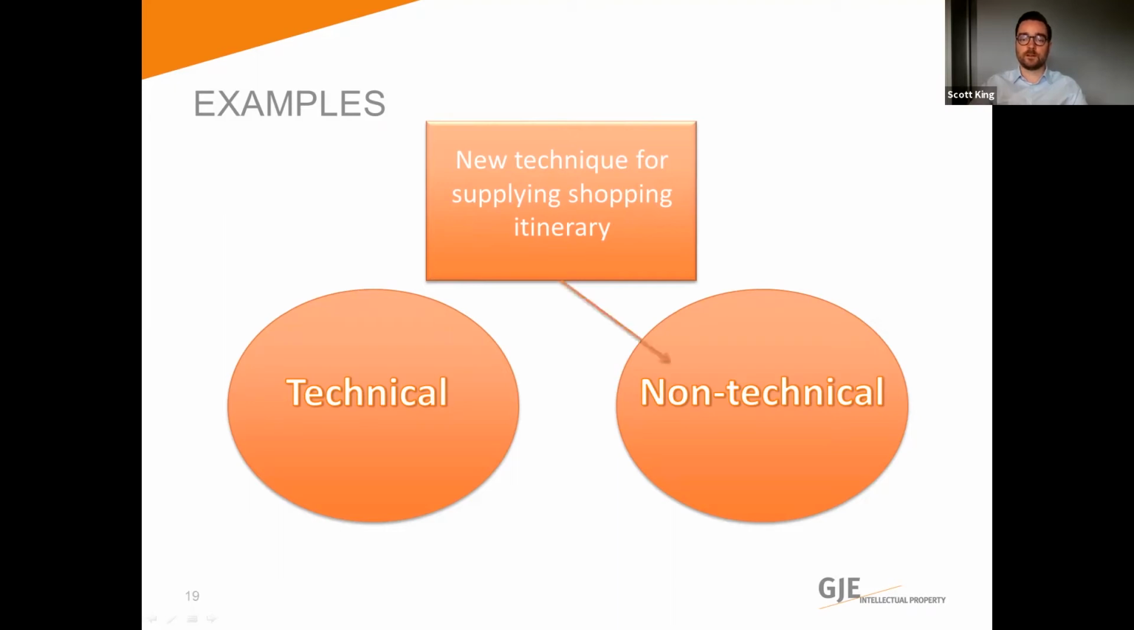So this idea is deemed to be a non-technical idea, as the overall effect of producing an ordered list of shops is determined to be non-technical, so will be unlikely to be patentable in Europe.